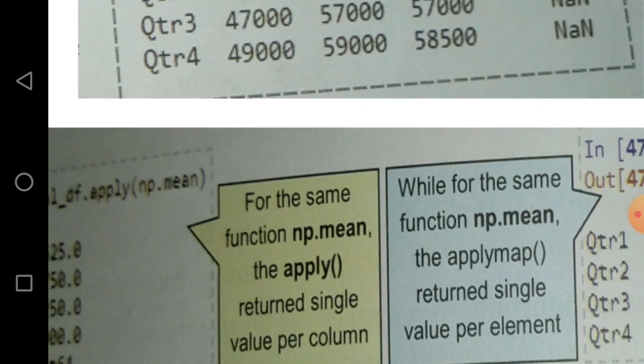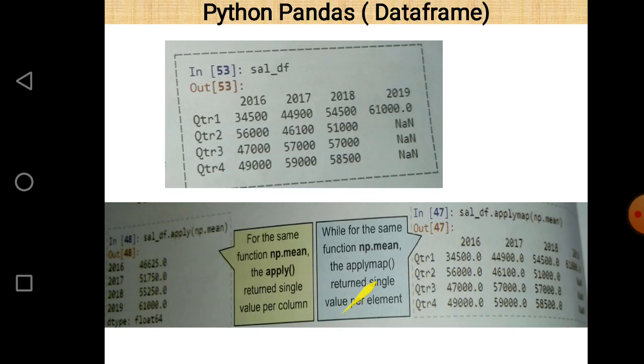Why is this implemented so? Because axis is 0 by default, as I told you earlier. And for the applymap function, there is a mean of each and every element. When we take the mean of a single value, that doesn't make much sense. It gives the same output as the input, because the mean of a single value is that value itself. That's why after applymap we get the same result as the original data frame, that is sal_df.